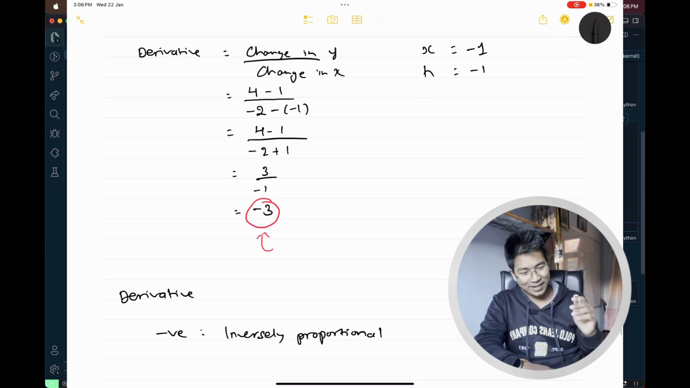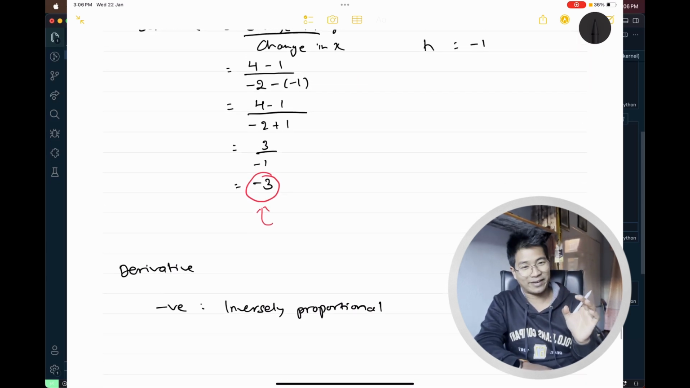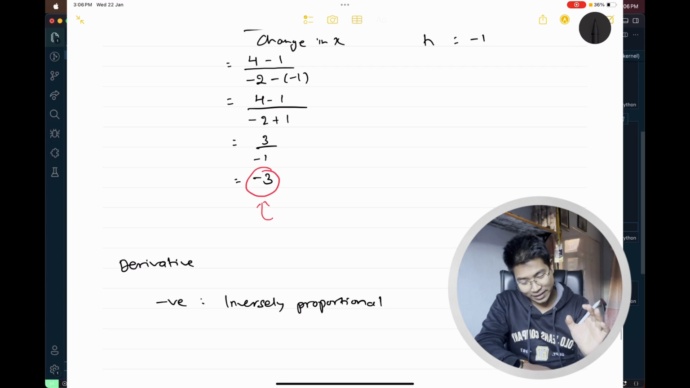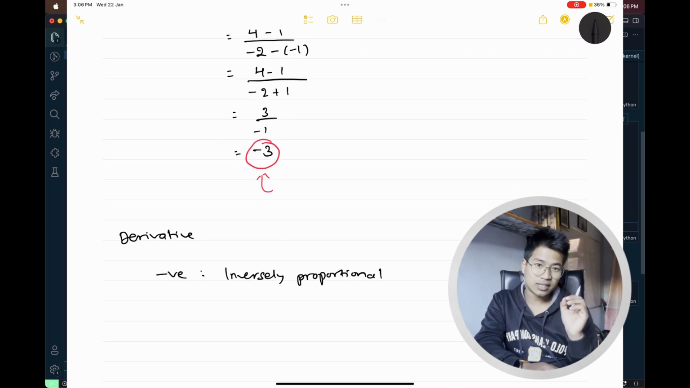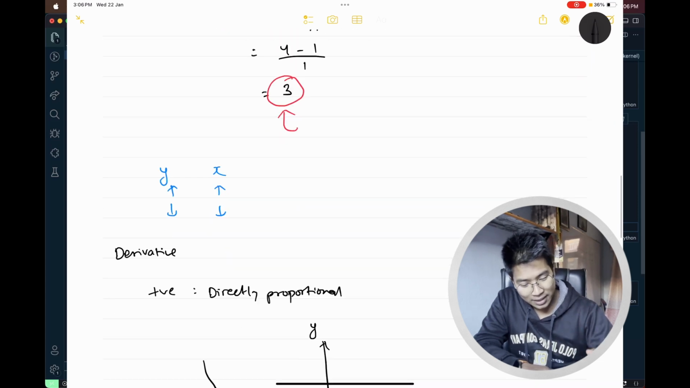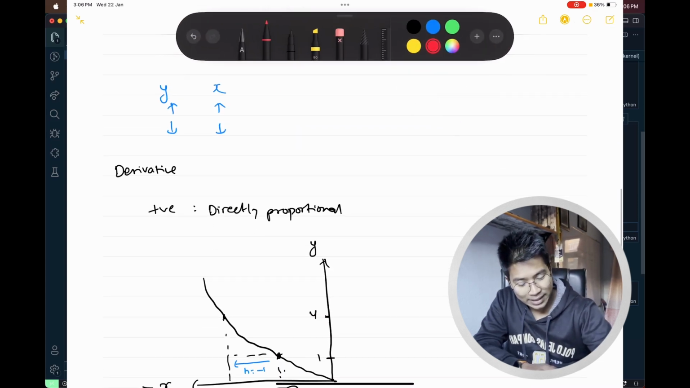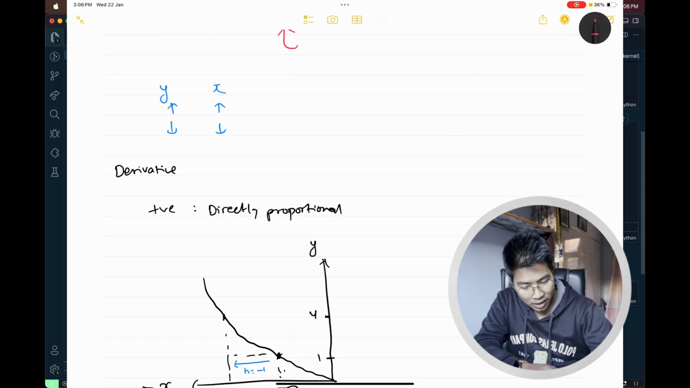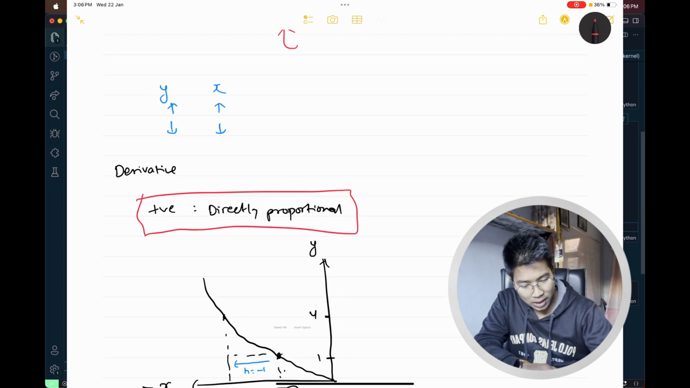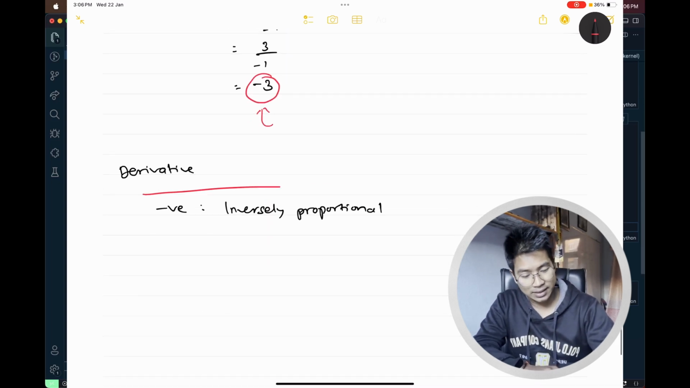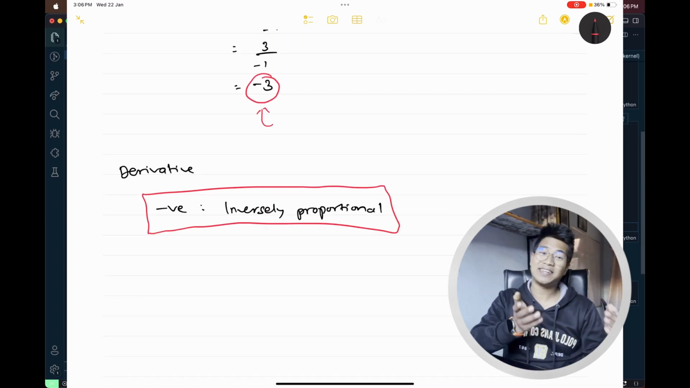So look, we know how to calculate a derivative. We have that function, right? And when that number that we calculate happens to be a positive number, then we know that x and y is directly proportional, okay? If that number that we calculate is a negative number, we know that it is inversely proportional.